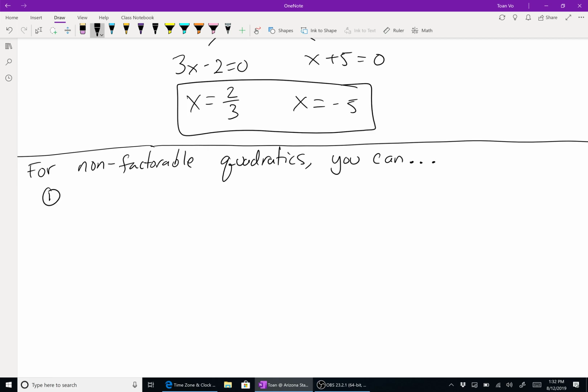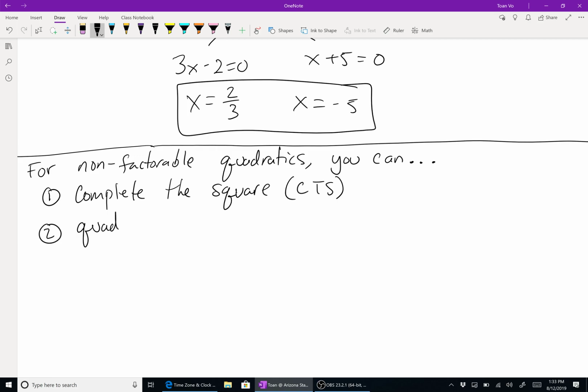Number 1, complete the square, which in this class, because I'm super duper lazy, I will always abbreviate CTS. So in the future, if you see CTS, I usually mean complete the square. Or you can use the quadratic formula.